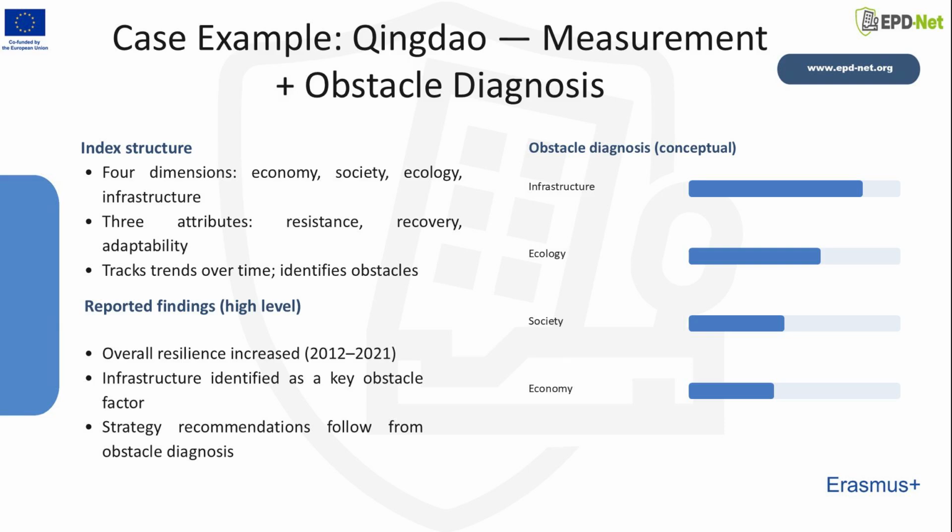The Qingdao case is especially useful because it links measurement directly to strategy. Its index structure includes 4 dimensions: economy, society, ecology, and infrastructure, and 3 attributes: resistance, recovery, and adaptability. The study tracks resilience over time and then uses obstacle diagnosis to identify which dimensions are holding performance back. In the presentation, the high-level takeaway is that overall resilience increased over the study period, while infrastructure emerged as a key obstacle factor. The methodological value lies in the logic of measure, diagnose, and prioritize.